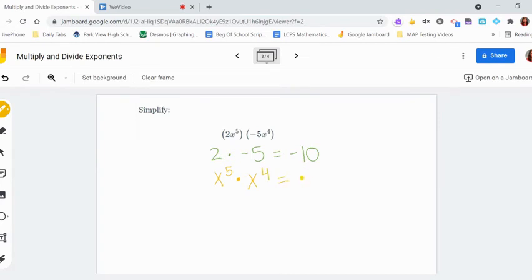5 and 4, I'm going to add them. 5 plus 4 is 9. So your answer is going to be -10 x to the 9th power. Okay, we just put them right next to each other. That's what you get when you multiply 2x to the 5th times -5x to the 4th, -10x to the 9th.